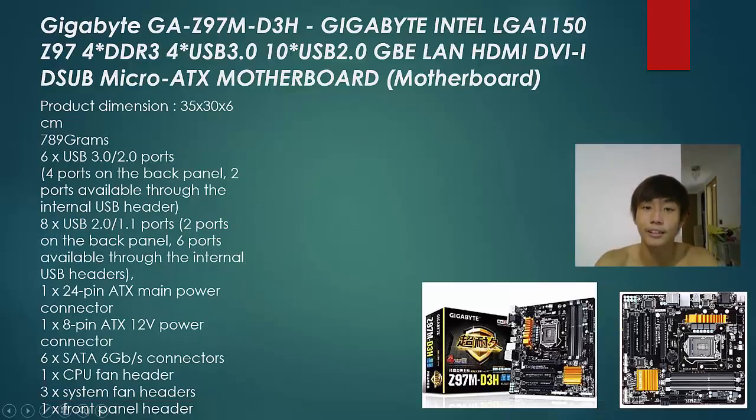Okay, the second product is a Z97M DH3 GB Intel motherboard. The reason why I chose this motherboard is because it is a competitor to the previous GeForce graphics card that we have selected. Furthermore, this motherboard is not very heavy. It weighs around 789 grams, and it has 6 USB 3.2, 3.0 and 2.0 ports. Two of them are at the back panel, and 6 of them are available at the internal USB header.